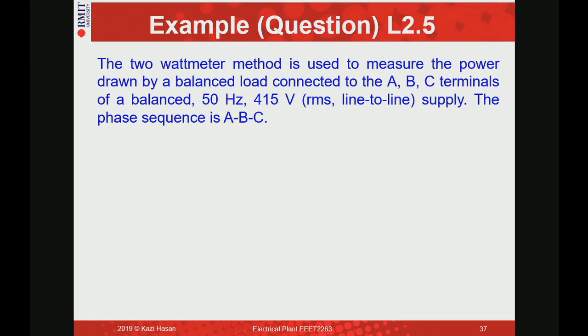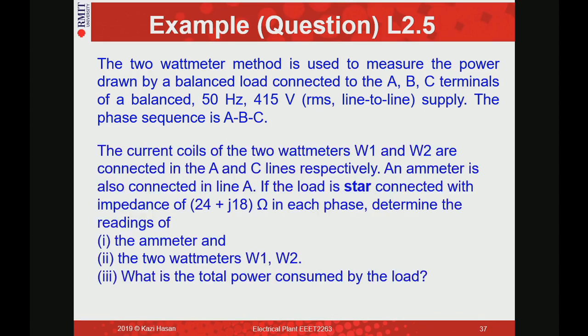So let's solve another problem on this. 2 wattmeters, this is another problem. The 2 wattmeter method is used to measure the power drawn by a balanced load connected to ABC terminals, 50 Hz, 415 volt supply. The current coils of the two wattmeters are connected in A and C. If the load is Y connected with impedance of this, determine the ammeter reading.